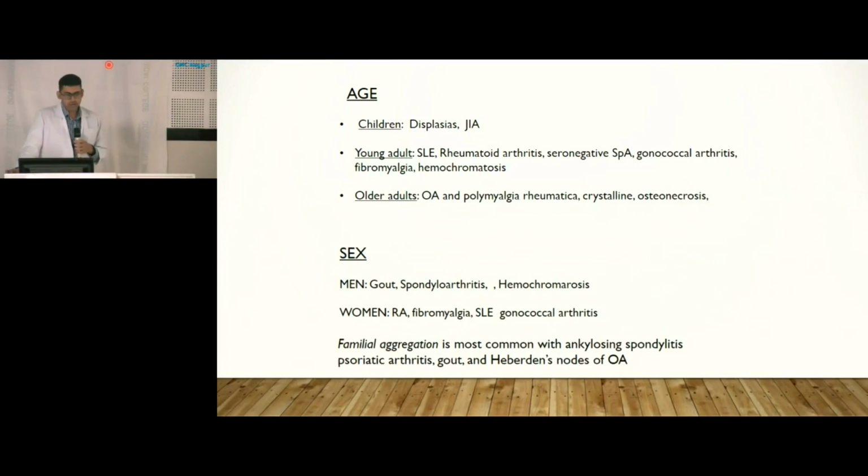Okay, sex predilection: men are definitely at more risk of developing gout, spondyloarthropathies as well as hemochromatosis. Women are at more risk of development of rheumatoid arthritis, fibromyalgia, SLE. Ahir madam is going to tell you what exactly are the genetic differences, that why women are at more risk of developing these diseases as compared to men. Familial aggregation as well as familial arthritis, you must be aware of familial OA. Okay, so familial aggregation do exist in few forms of arthritis.